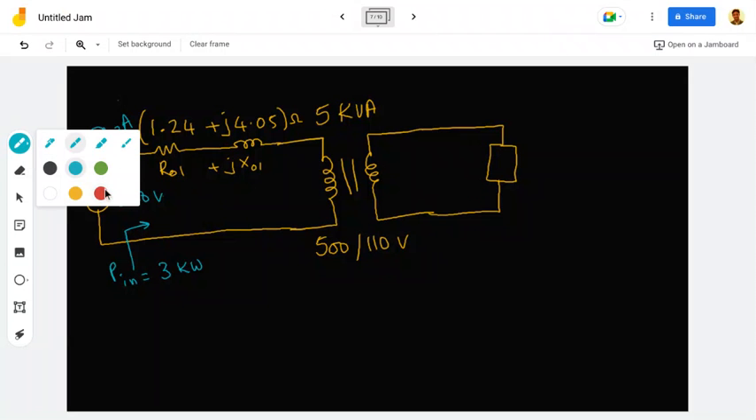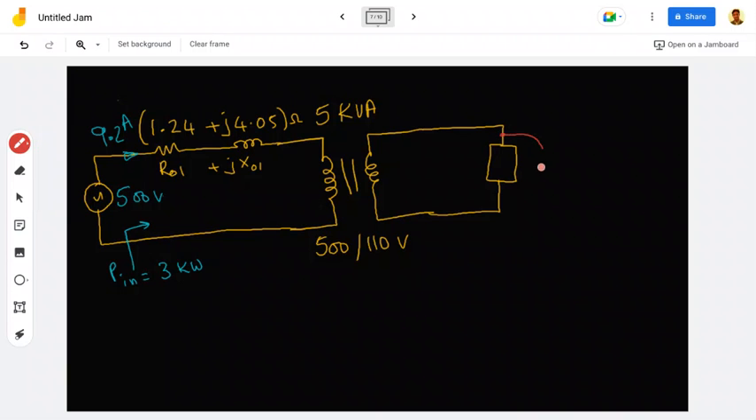So now if I connect a voltmeter across the load terminals, what would this voltmeter be reading? Because all the resistance is already transferred, there won't be any drop here. So whatever is this V2 dash is nothing but your final answer. So what is V2 dash? That is nothing but V1 dash, and using this transformer ratio, V1 dash multiplied by 110 by 500 will give me the V2 dash.